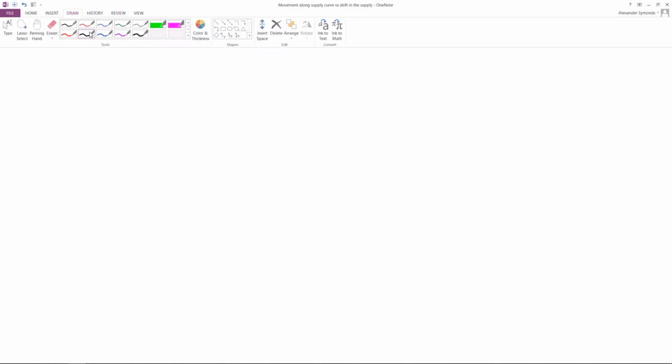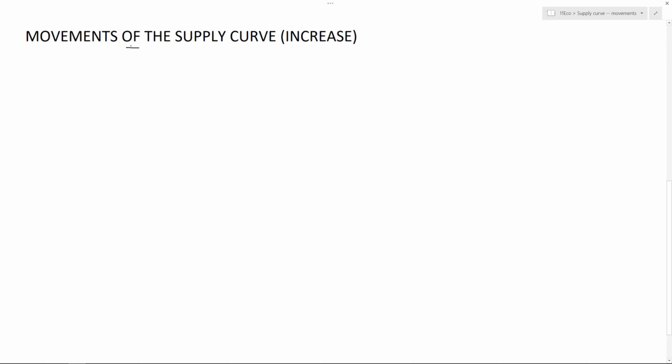Okay, so now we're looking at movement of the supply curve. So not along, very much of. So let's just navigate this. So we're looking at movement of the supply curve, and what we're going to do is look at an increase in supply. So I'll just put that here to remind myself. Okay, so we're looking at an increase of supply. So what we might start by thinking about is, why would supply increase? So why would a firm be able to produce more?